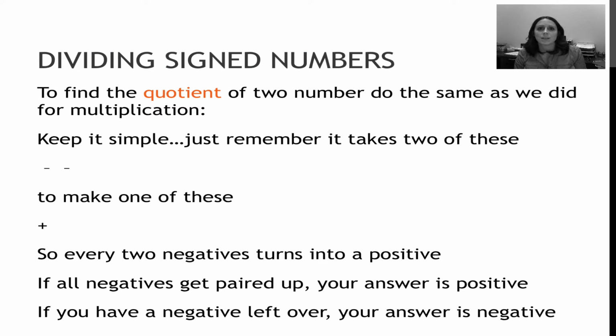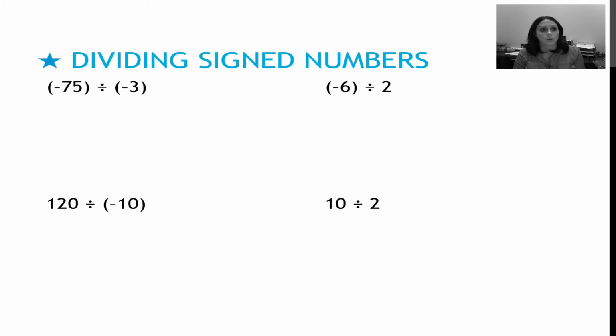When we divide signed numbers, we actually follow the exact same steps. So every two negatives become a positive. You're still going to divide the numbers as you normally would. So let's try a few. We have negative 75 divided by negative 3. So I'm going to take 75 divided by 3 as I normally would, and that gives me 25.